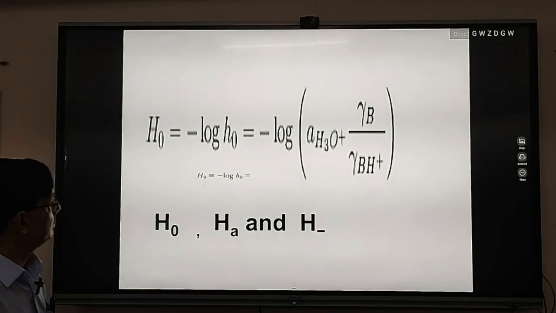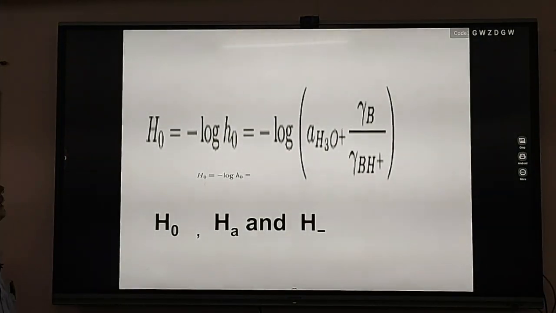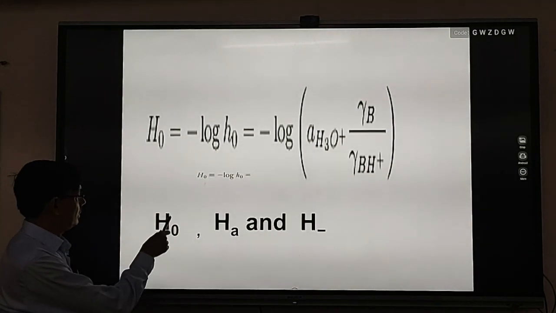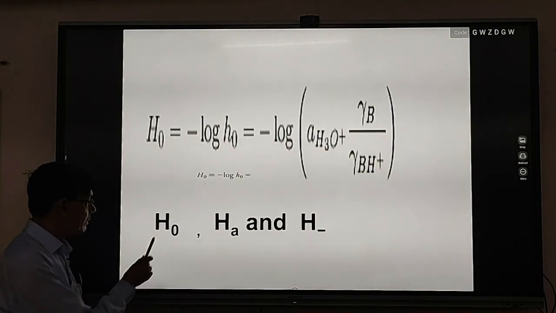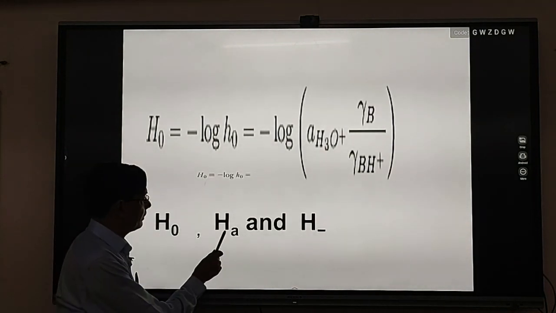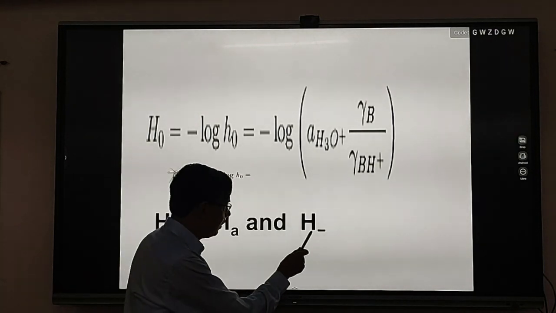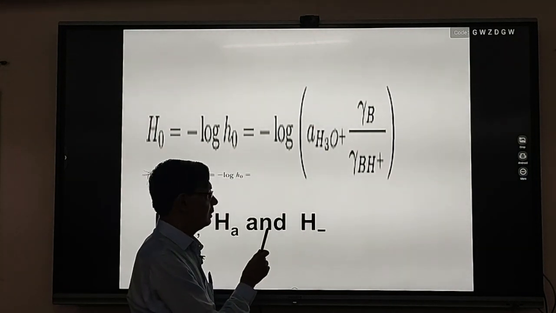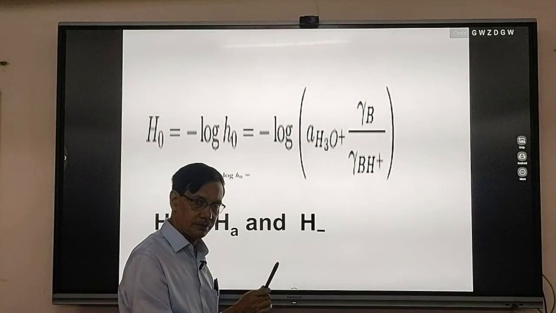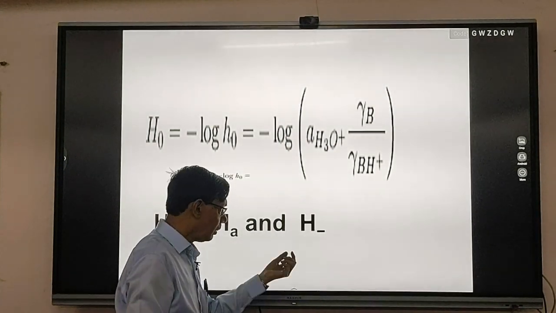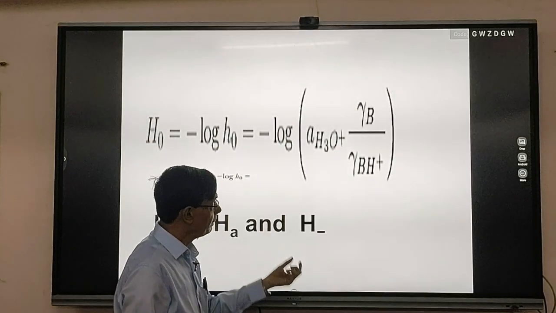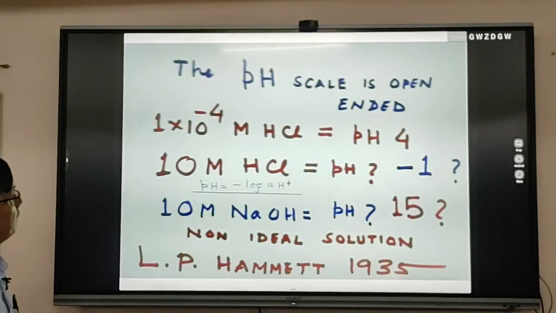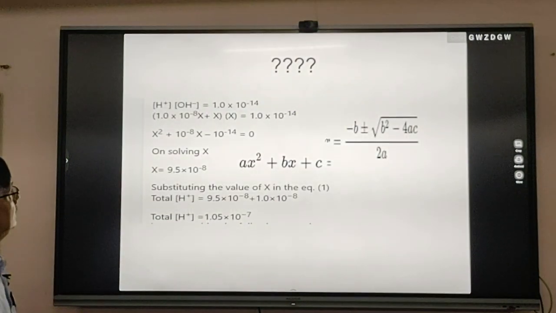Now I am coming to the derivation part. You see that there are three terminologies. This is for Hammett acidity function, this is for amide acidity function, and this is for acidity function for basic solution. We will not call that basicity function. If we are using the basic solution, we will call it acidity function for basic solution. Now I am coming to the derivation part. Very simple derivation part. I have already discussed these things.